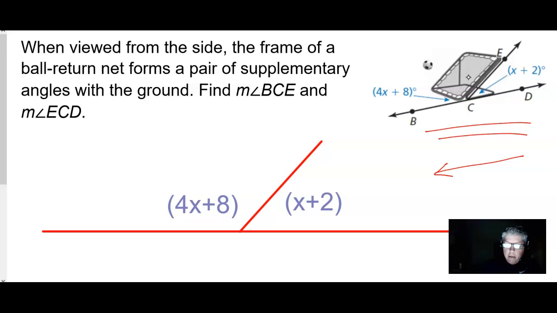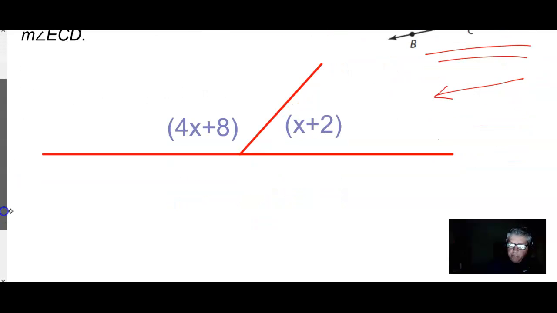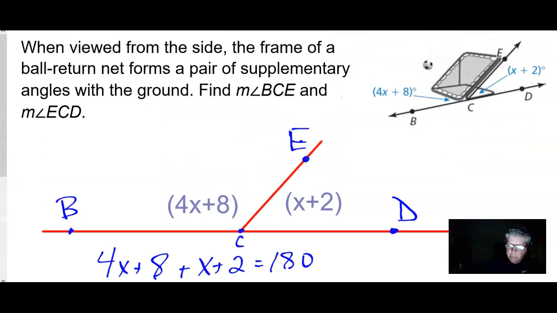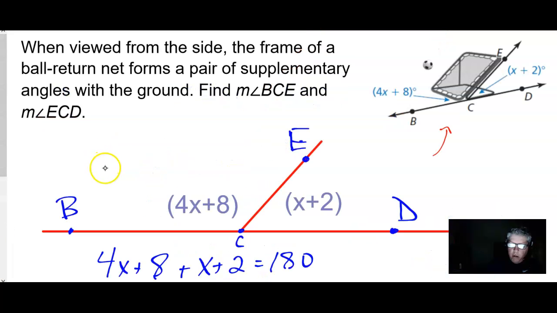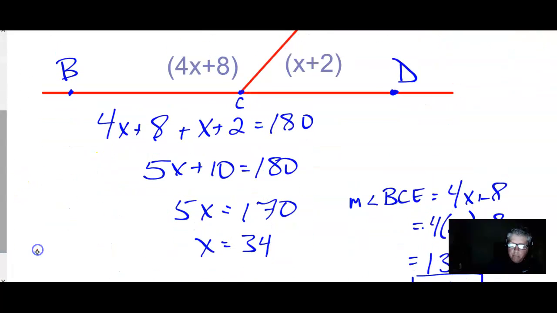All right, do they form supplementary angles with the ground? You bet. So supplementary right there, we're thinking 180 degrees. So this is pretty straightforward. If you want to label the sides B, C, E, D, you can. But I think it's pretty evident that we're going to take one angle right here plus another angle and add them equal to 180.